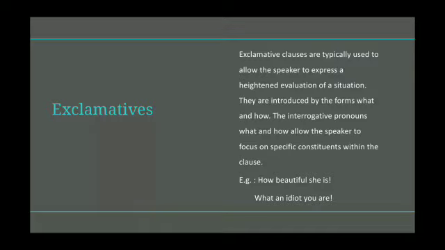I will explain a little about exclamative and imperative. The first is exclamative. Exclamative clauses are typically used to allow the speaker to express a heightened evaluation of a situation. They are introduced by the forms what and how. The interrogative pronouns what and how allow the speaker to focus on specific constituents within the clause. For example, how beautiful she is and what an idiot you are.